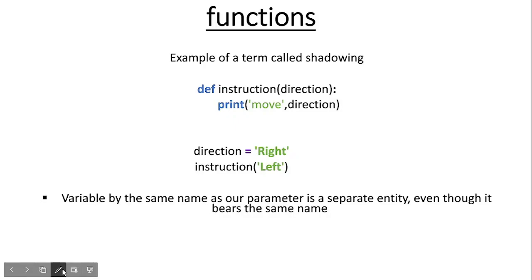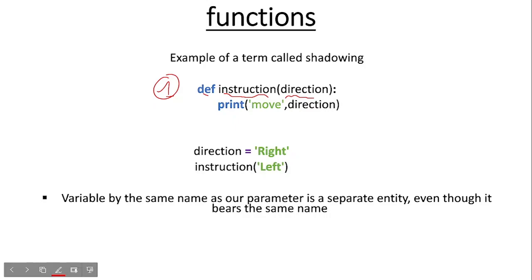We will continue with the topic of functions and parameters, but specifically concentrate on a term called shadowing. So in the first line of code, we'll create our function. So we have def, then the name of our function, instruction. Then inside the parentheses, we have a parameter called direction.